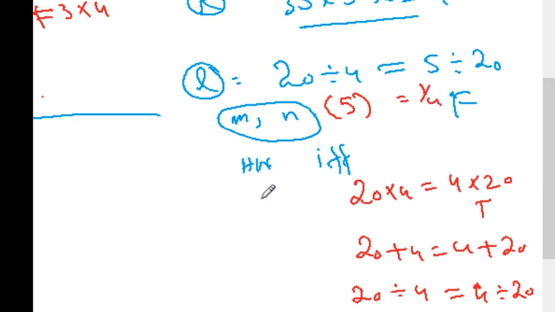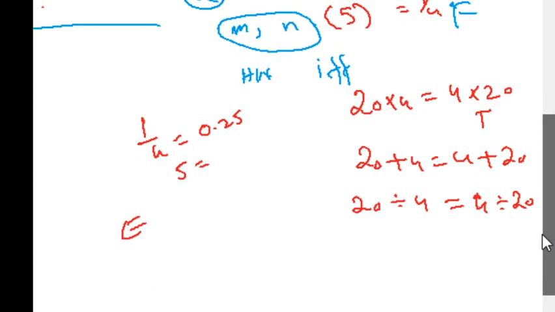1 over 4 is basically 0.25, and 5 is a bigger number, so they cannot be equal to each other. They both are different things. Okay, that's the end of exercise 1.2.